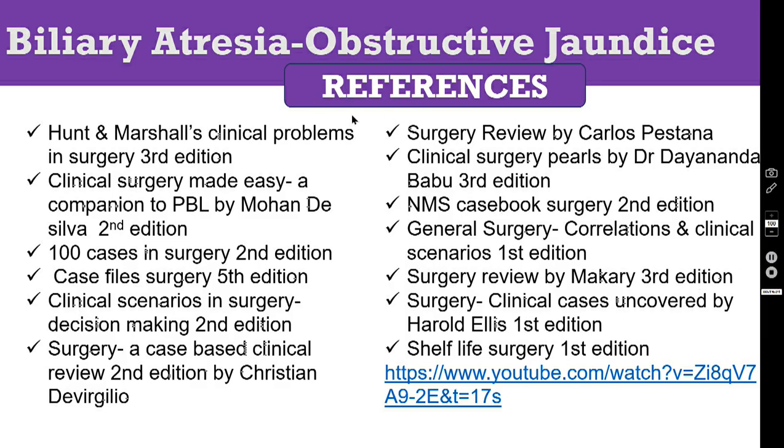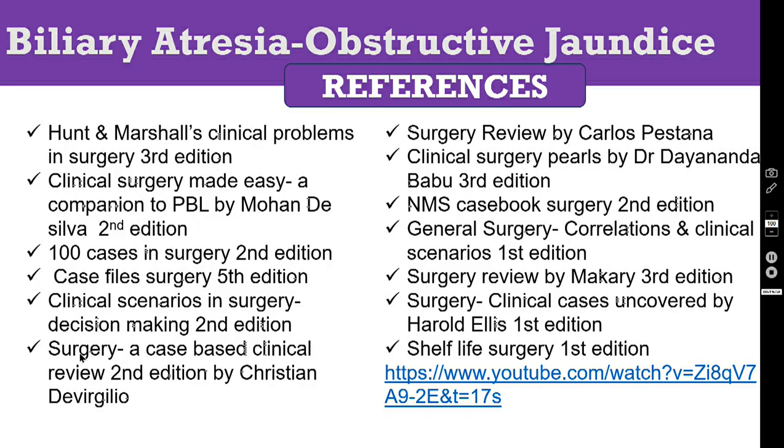These are the various reference books. The first two are problem-oriented books: Hamilton Bailey's Demonstrations, 3rd edition, and Clinical Surgery by Mohan De Silva, 2nd edition. Both are problem-oriented books. I think in the literature only these two books and one more, Learning Surgery, as the 3rd book. I know only 3 books with an exclusively problem-oriented approach, not system-oriented or disease-oriented. Problem-based teaching is only these 3 books.